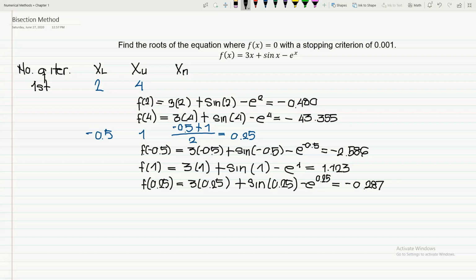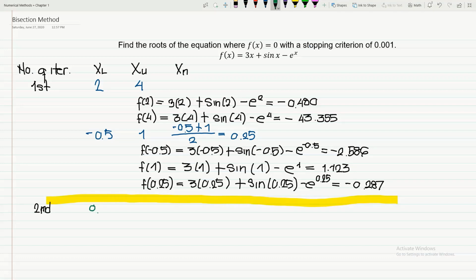Since the resulting value is negative, we have to replace the limit that has the same sign when plugged into the function. That means for iteration number 2, instead of negative 0.5, the lower limit will become 0.25 and the upper limit will remain as 1.0. We will immediately implement procedure number 2 by taking the average of the refined limits to determine the refined value of the roots, and that will give us 0.625. Then again, we will substitute this value to the function in preparation for procedure number 3.